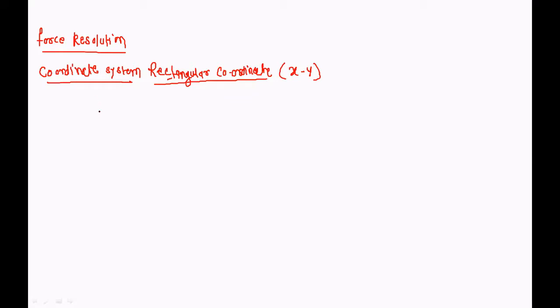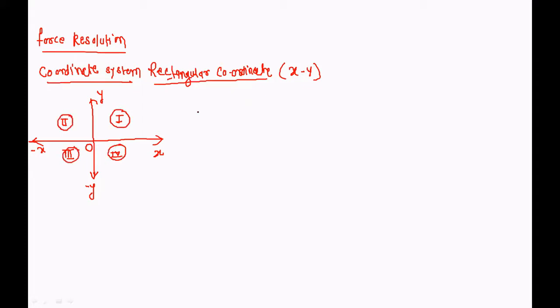So this is your xy coordinate system. So this is the positive x-axis, this is positive y-axis, this is negative x-axis, and this is negative y-axis. Okay. And this is the origin. So this is your first quadrant, this is second quadrant, this is third quadrant, and this is the fourth quadrant. So when we consider a force, it will lie either in the first quadrant or second or third or the fourth quadrant.